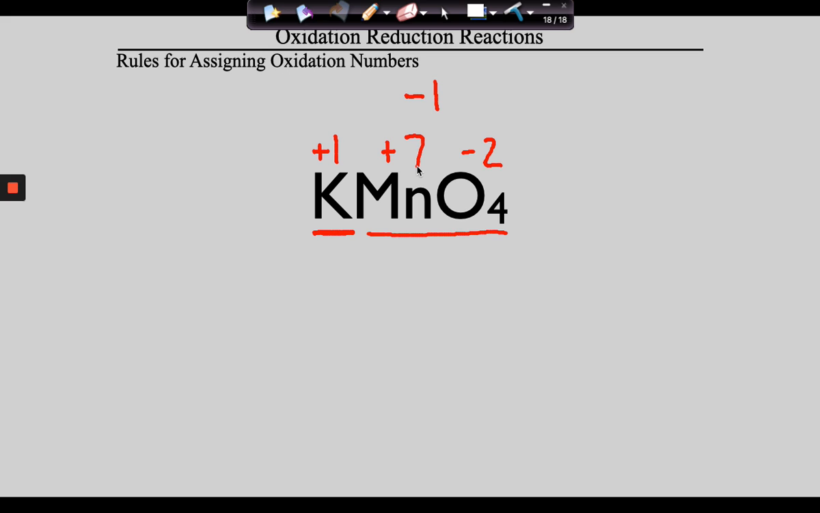Did that make sense? Now guys, just a little foreshadowing. This is why manganese is so often involved in oxidation reduction reactions, because manganese has so many different charges that it can take on. It loves to adopt different charges by gaining and losing electrons, typically losing electrons. And that's why this is such a frequent participant in oxidation reduction chemistry. But do you understand the idea of assigning charges, assigning oxidation numbers?